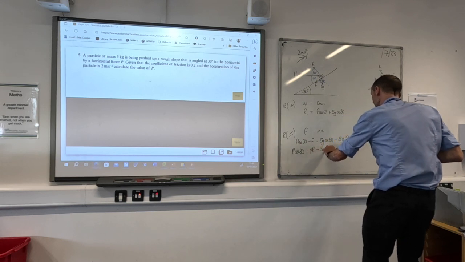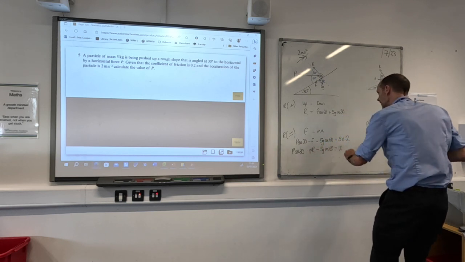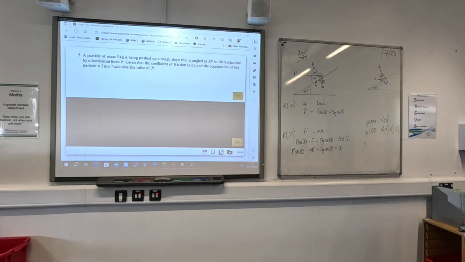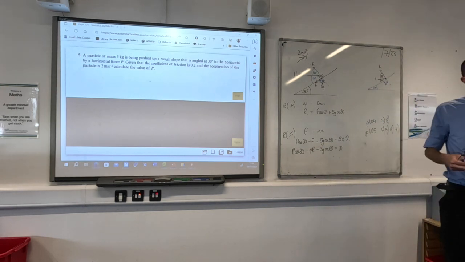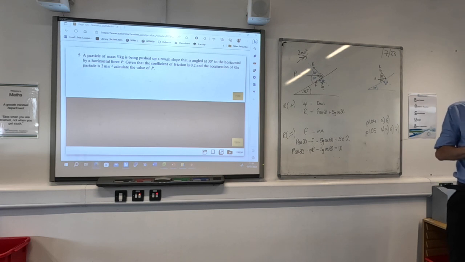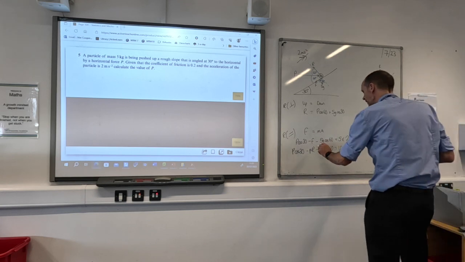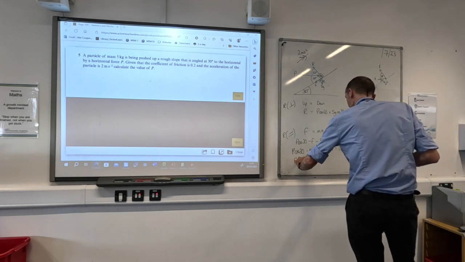Now, F I know can be calculated as mu R, and I know what mu is. We're told in the question. So I know that mu is 0.2. Remember, the coefficient of friction is always a number between 0 and 1. So in that previous question, if we'd got an answer of 3, we would have known we'd made a mistake.